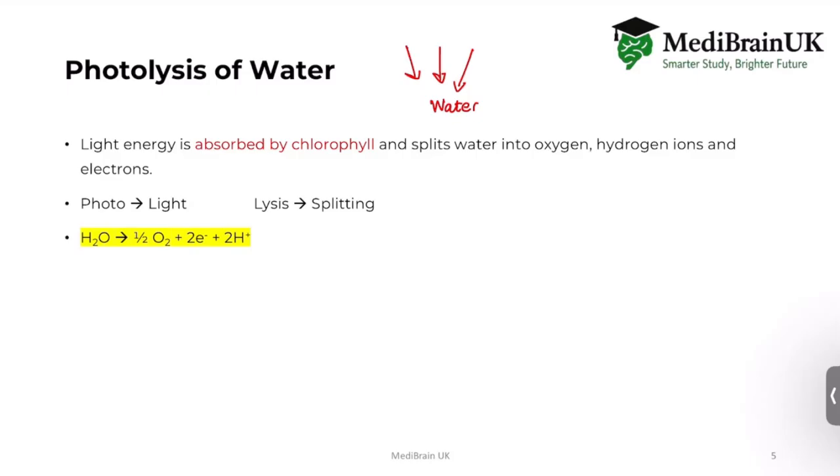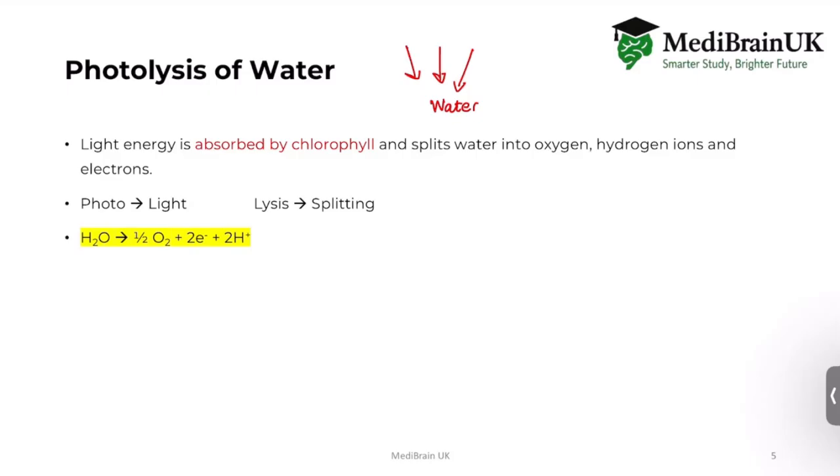Okay, so we've got our leaf, we've got our chloroplast. Inside our chloroplast, we've got our chlorophyll. The light energy is absorbed by the chlorophyll, and the light energy is what breaks the water, which is present in the plant, down into oxygen, electrons, and hydrogen ions. This equation is the balanced symbol equation, which you are expected to know. So please do make a note of that.